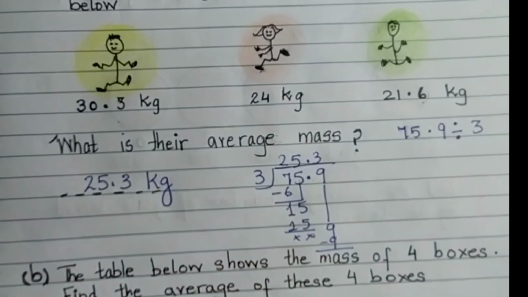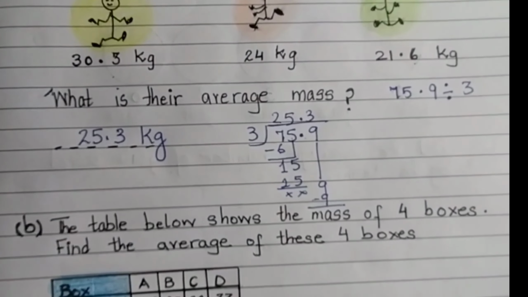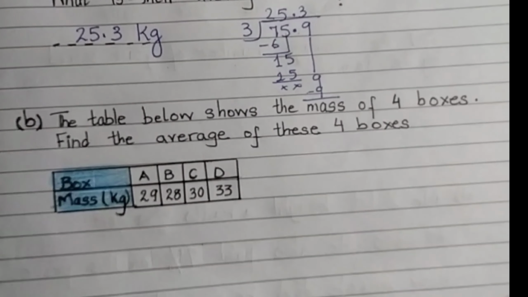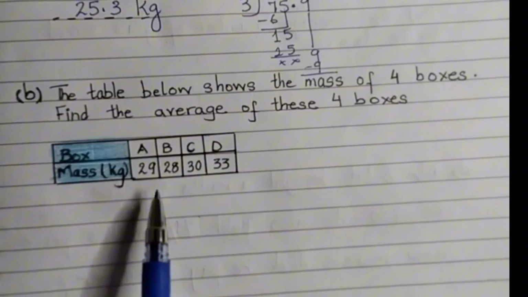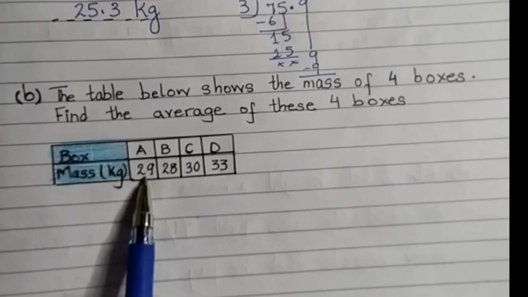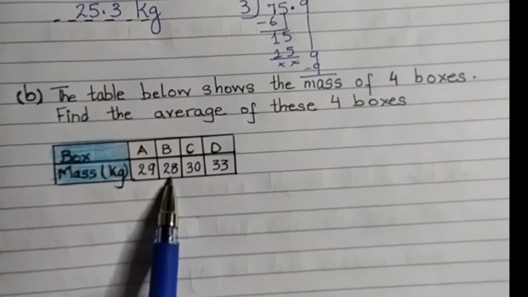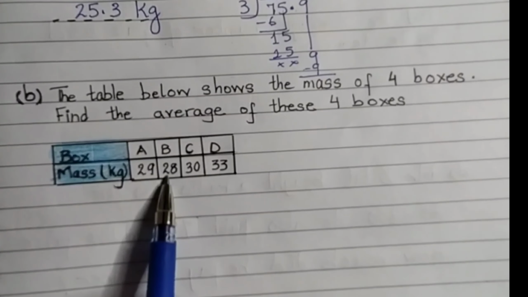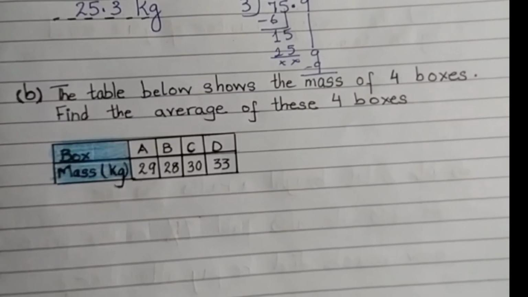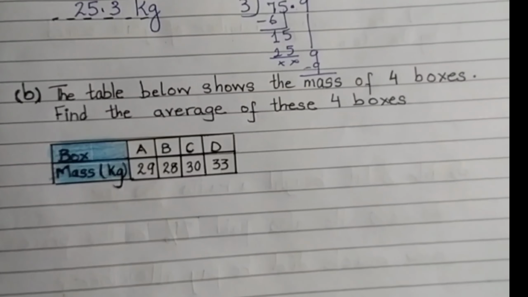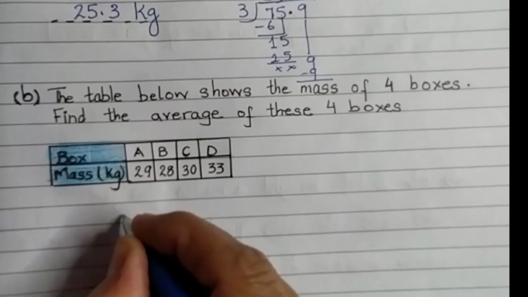So what is their average mass? The average mass is 25.3 kg. Moving ahead with the table here. What do we have in the table? Add up the figures. 29 and 28 is giving us 57. 57 and 30 is giving us 87, and 87 and 33 is giving us 120.